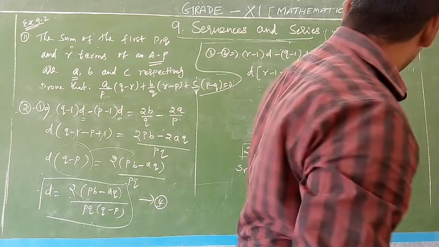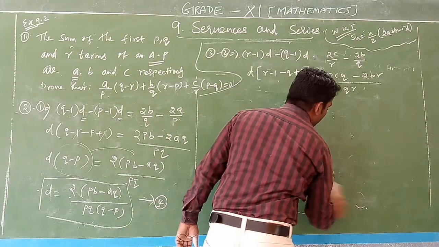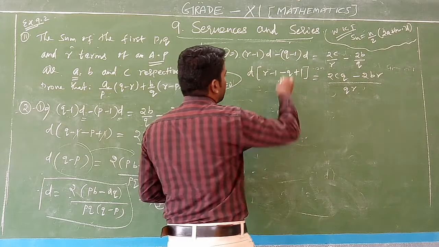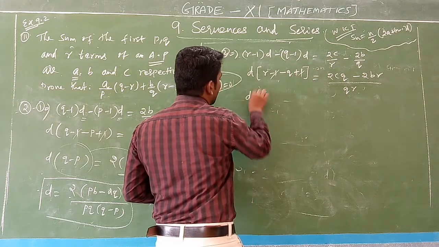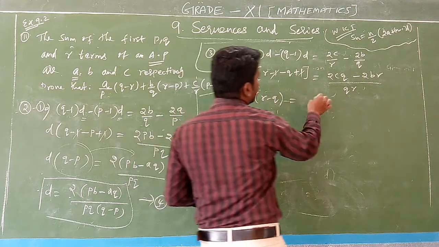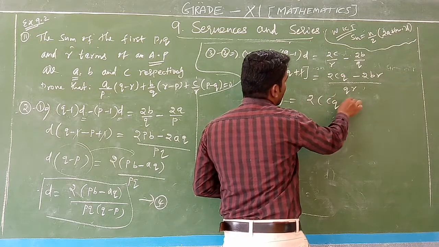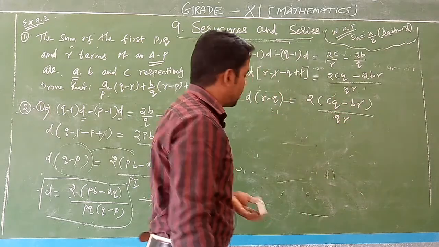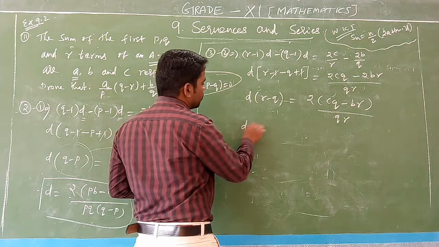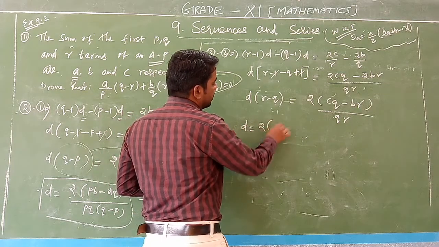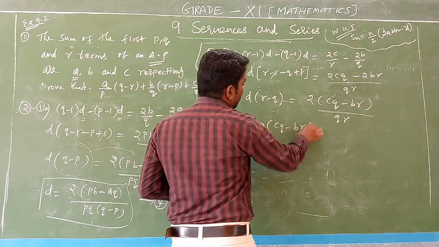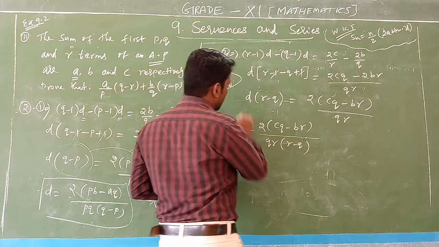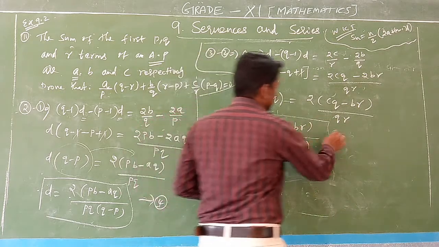Here the plus 1 and minus 1 cancel, so d of (r minus q) equals 2 into (cq minus br) divided by qr. So d is equal to 2 into (cq minus br) divided by qr into (r minus q). This is equation number 5.